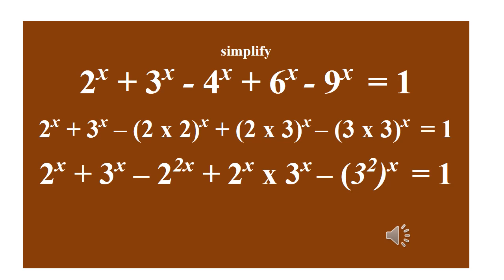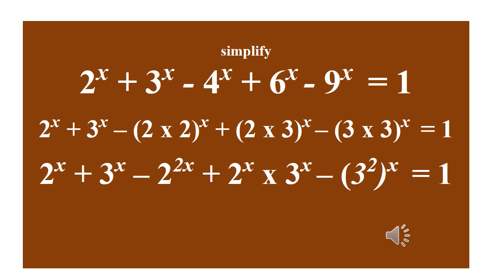Now to find x here, the first thing we have to do, we are going to break down 4. That 4 raised to power x, we break it down to 2 times 2. We break down 6 to 2 times 3, and we break down 9 to 3 times 3. So we have 2 raised to power x plus 3 raised to power x minus open bracket 2 times 2 close bracket raised to power x plus open bracket 2 times 3 close bracket raised to power x minus open bracket 3 times 3 close bracket raised to power x equals 1.